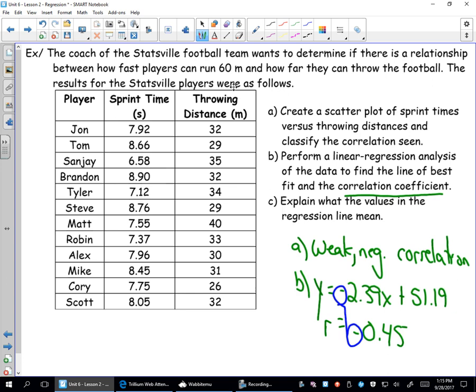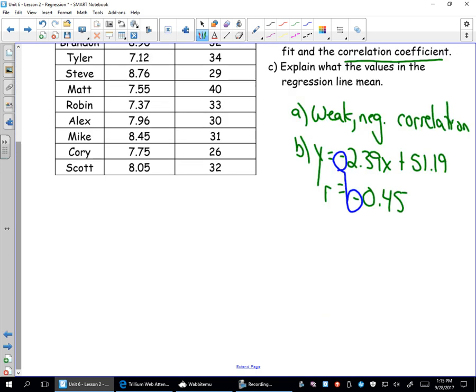Part C, explain what the values mean. Well, there's two values in this equation.